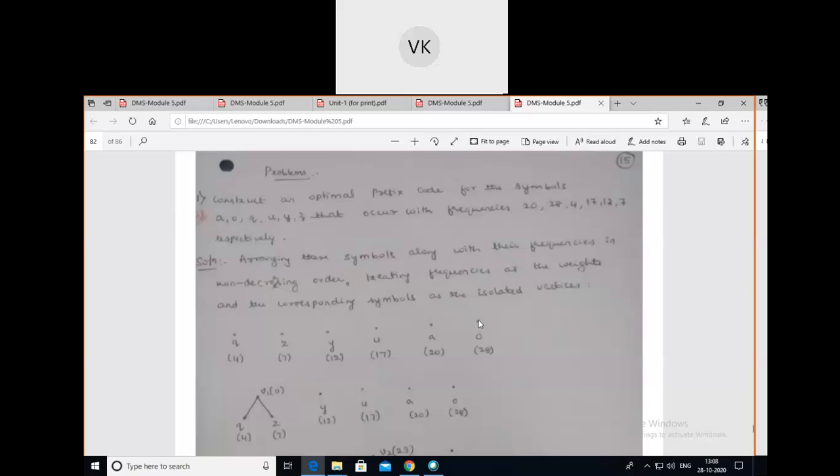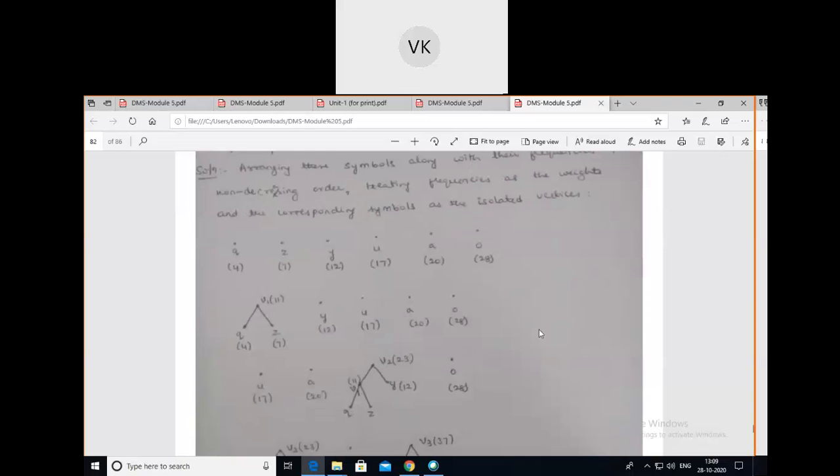So that dot represents a node of the tree here. I have labeled this node by O, and below that I have written the weight of that node. This is the first step. He has given some symbols with their respective weights. We have to write all the symbols in the increasing order of their weights. Here you see Q, Z, Y, U, A, O. I have arranged all these symbols in the increasing order. This is the first step.